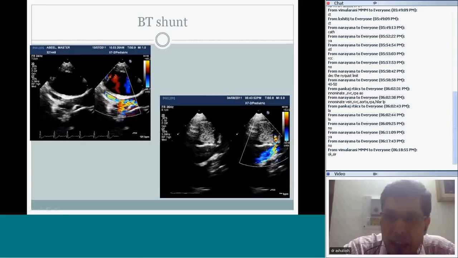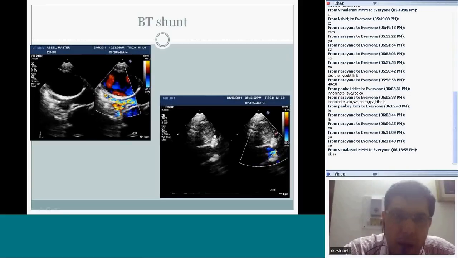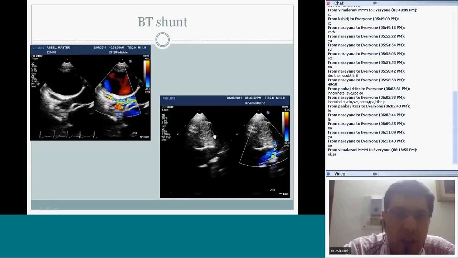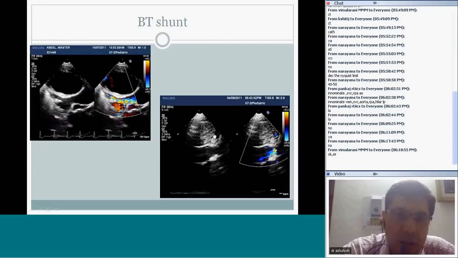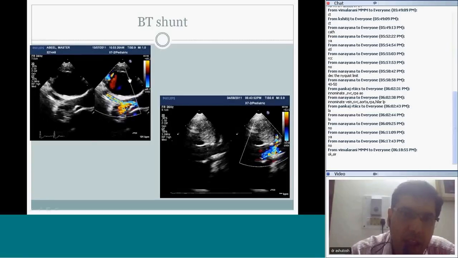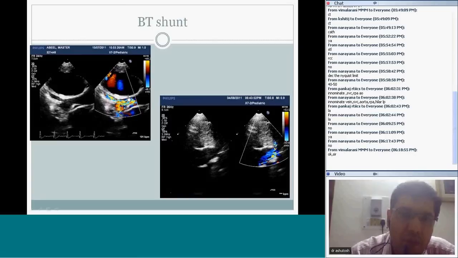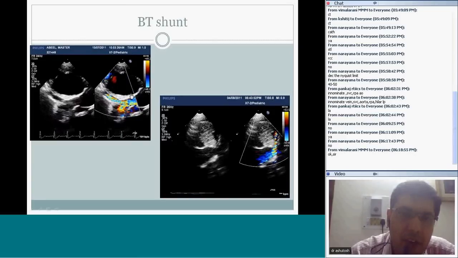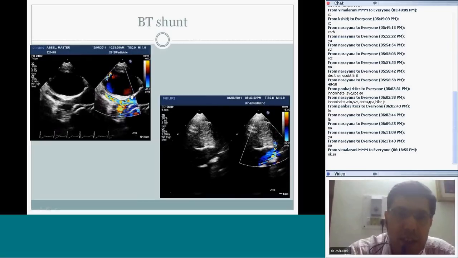These are the two videos which will show you the right and the left BT shunt, and in the upper video you can see the right pulmonary artery here, which has been pulled up by the shunt insertion, and there is some degree of pulmonary artery distortion.